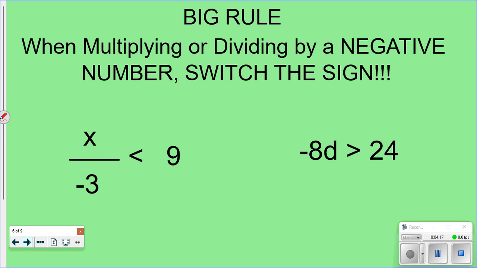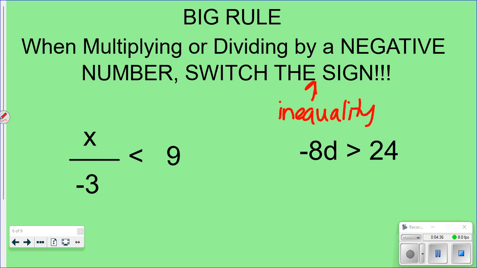When you multiply or divide by a negative number, you must switch the inequality sign. Make sure you say inequality in there, because some people would think that it would be positive or negative, but it's the inequality sign. So when multiplying or dividing by a negative number, you have to switch the inequality sign. Let me show you some examples of this.